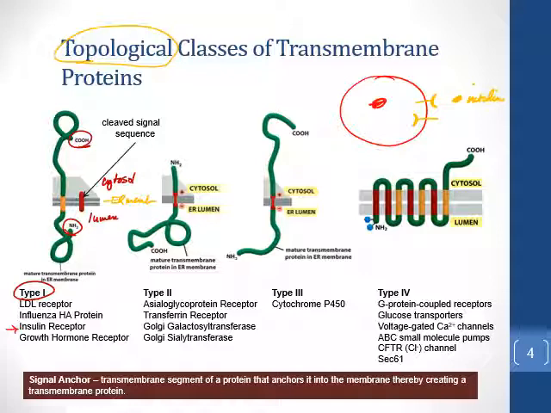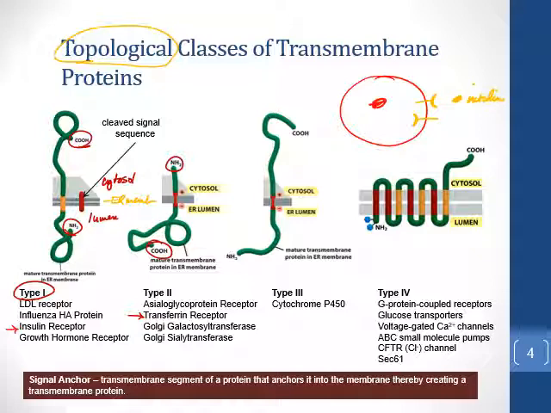Now let's take a look at the transferrin receptor. This is an example of a type 2. We already know exactly what the transferrin receptor does. The transferrin receptor is also what's called a single pass transmembrane protein, only has one transmembrane domain, but notice that its orientation or its topology is the opposite of a type 1. In this case, the amino terminus is in the cytosol and the carboxy terminus is in the ER lumen.